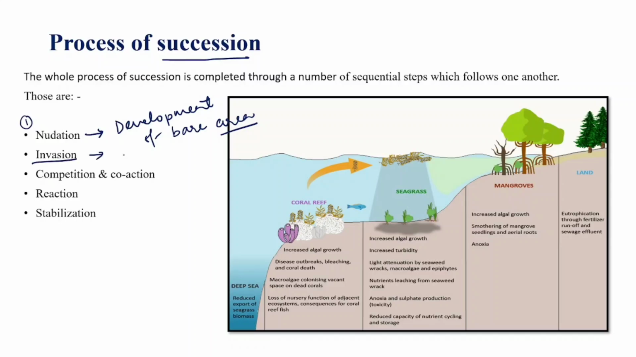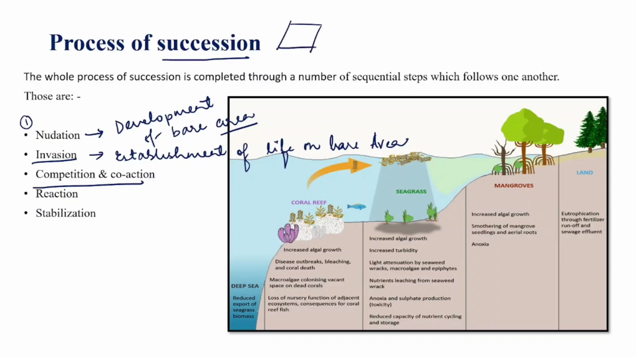Invasion is the establishment of life on bare area, is what we call invasion. Competition and coaction. So what exactly is competition and coaction? Suppose this is a bare area, so there is no living form. After some time you will see that there is a development of grasses, right? So what will happen now?